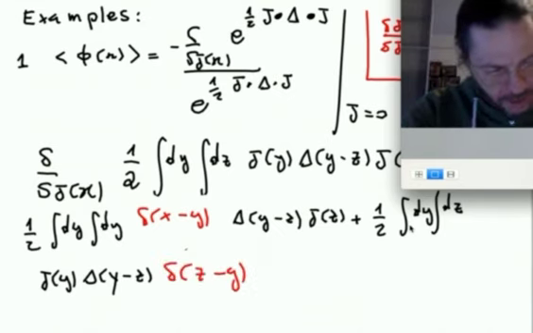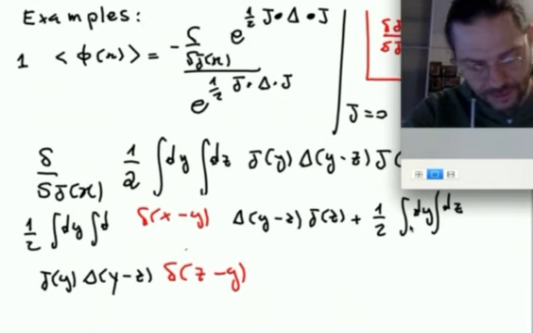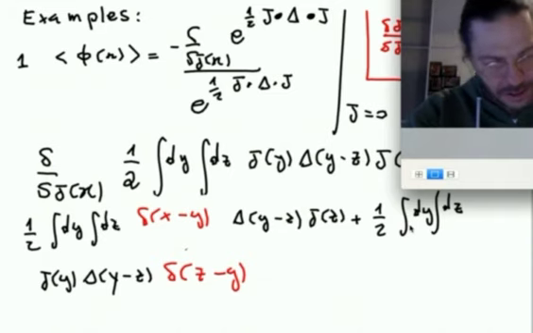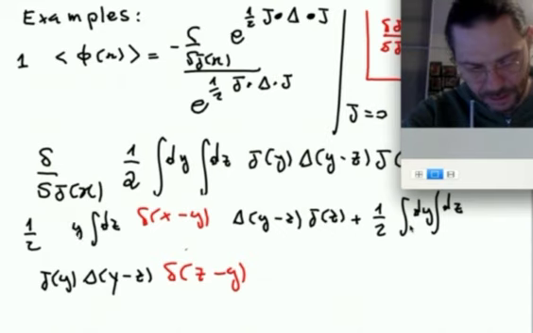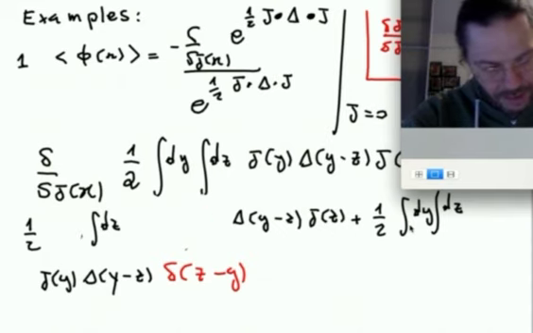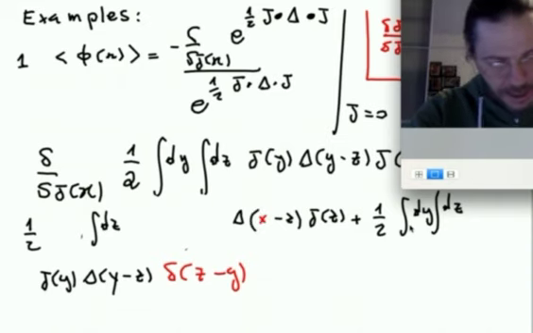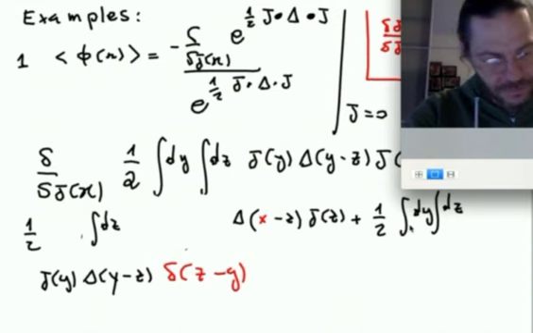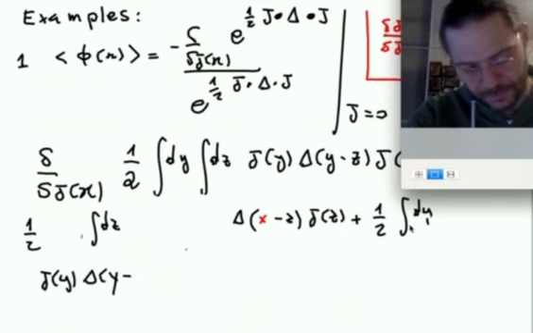And now I can use this delta function to get rid of one of these integrals, the one over z. I will get this delta function to get rid of the integral over y. So I will remove y, and everywhere I see y, I will put x. And I will use this to get rid of the integral over z, so whenever I see z, I can put x.